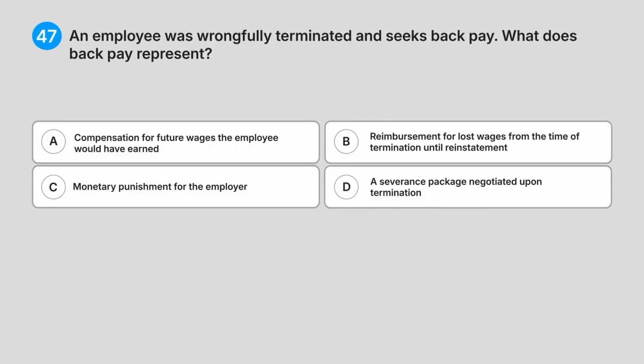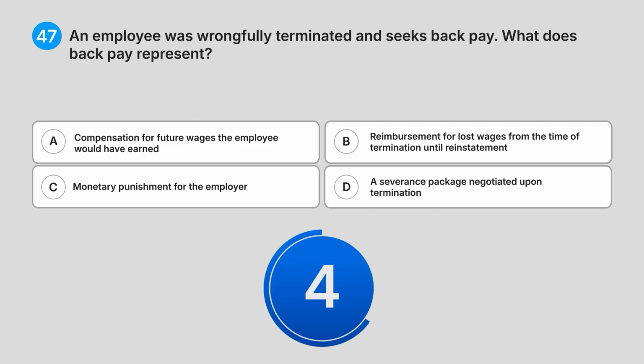47. An employee was wrongfully terminated and seeks back pay. What does back pay represent? A. Compensation for future wages the employee would have earned. B. Reimbursement for lost wages from the time of termination until reinstatement. C. Monetary punishment for the employer. D. A severance package negotiated upon termination. Do you know the answer?